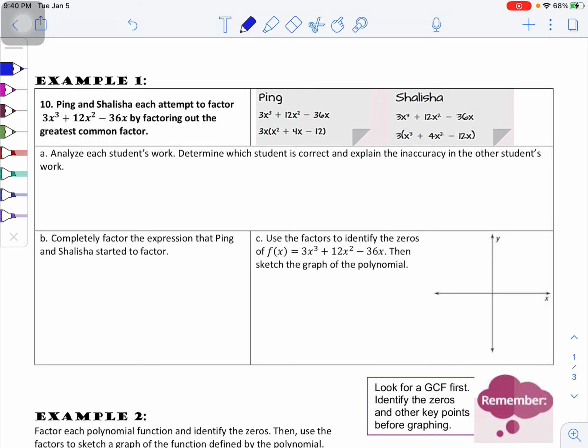All right, so on to page 2. We have an example here. Problem number 10 says Ping and Celicia each attempted to factor this polynomial by factoring out the greatest common factor. And so we've got Ping's work over here and Celicia's work over here. Analyze each student's work, determine which student is correct, and explain the inaccuracy in the other student's work.